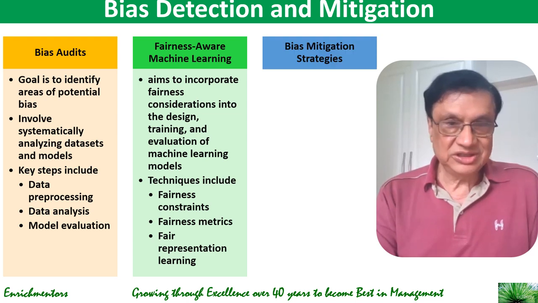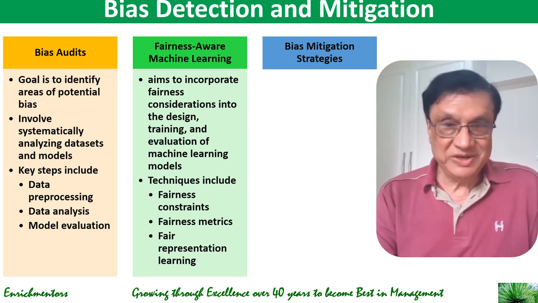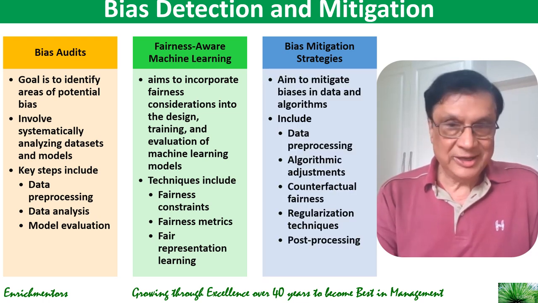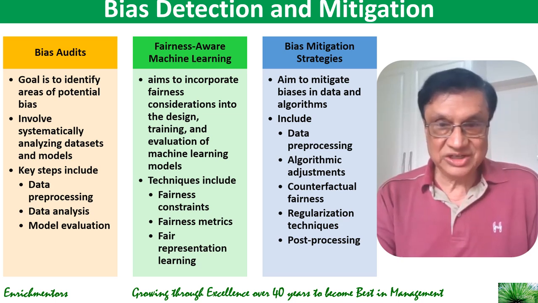The third thing that you need to know is about bias mitigation strategies, as we talked about. Bias mitigation strategies aim to mitigate biases in data and algorithms. And there again, you need to have many steps. First, you need to do data pre-processing, cleaning and pre-processing datasets to remove the biases. You need to modify algorithms or model architectures to reduce biases and promote fairness. You need to have counterfactual fairness, designing algorithms that consider counterfactual outcomes to ensure fairness across different groups.